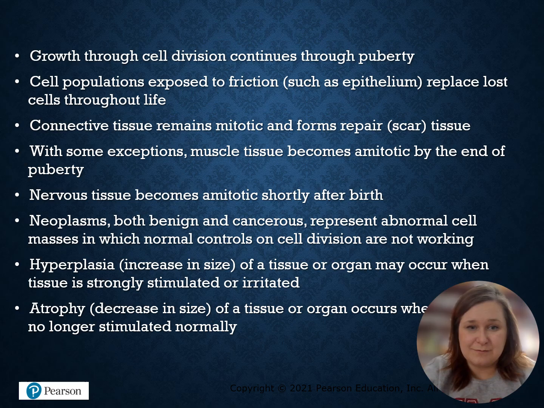The way that these cells are all going to grow and change and regenerate is going to be a little bit different depending on the cell type that we're talking about. On this last slide, I just gave you a few examples that our textbook gives of different variations in how that process can go. And also at the bottom here, we talk about neoplasms, hyperplasia, and atrophy. These are things that can go wrong in these cell replication processes.